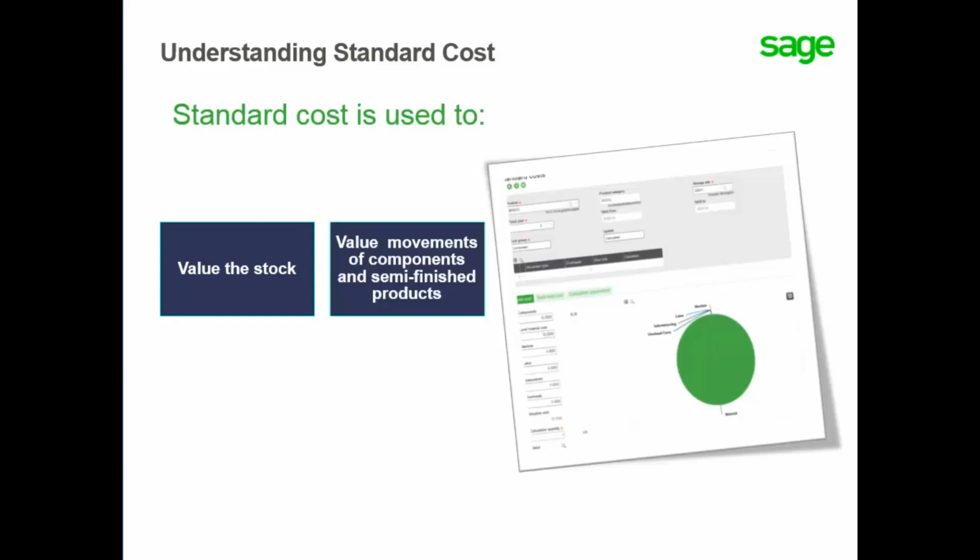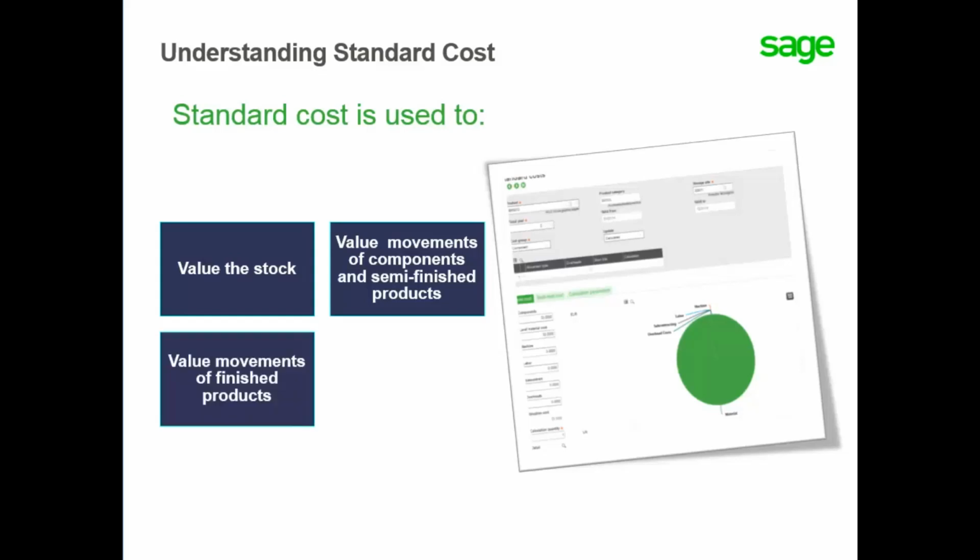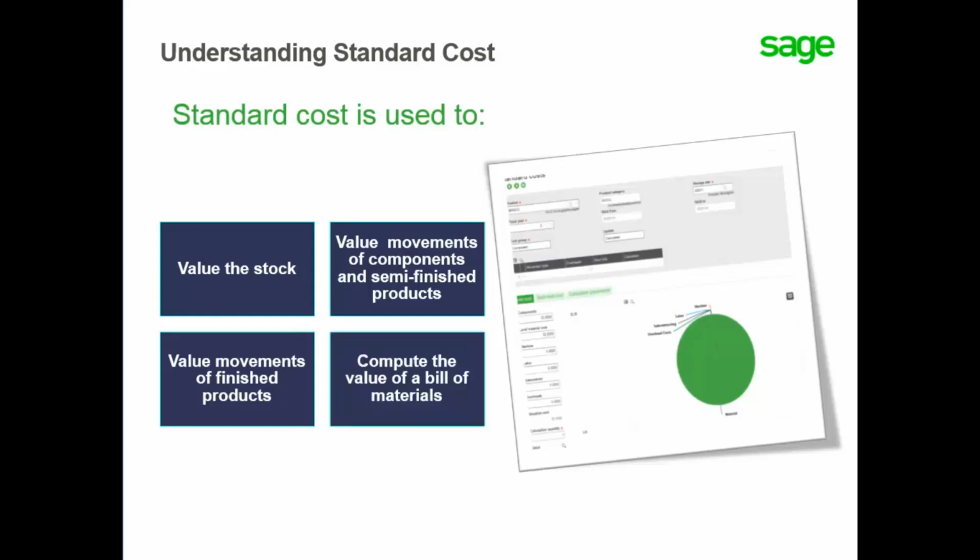A standard cost is also used to value movement transactions throughout the facility for components, semi-finished products, and products. So if an inventory transaction increasing or decreasing the inventory is made, the standard cost will be used to value that transaction. It also values movements of finished products, products that have been recently produced and created during a work order process. And finally, standard costs are used to compute the bill of materials.